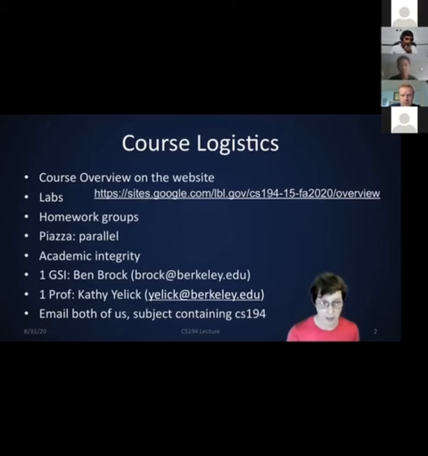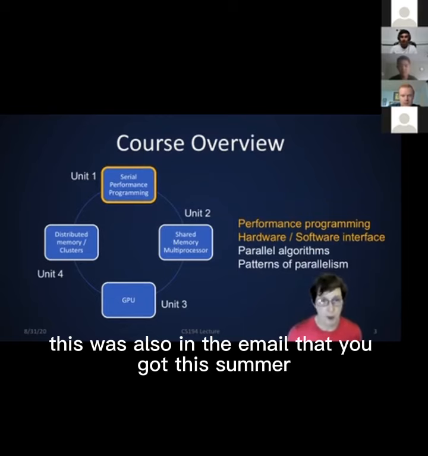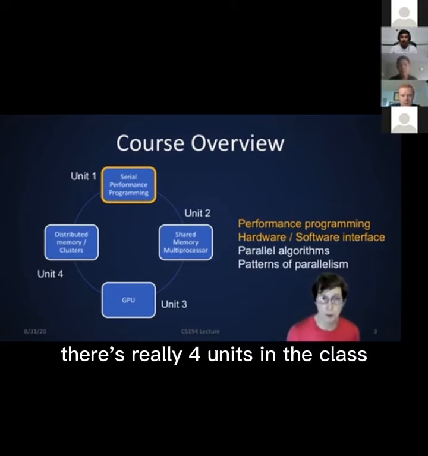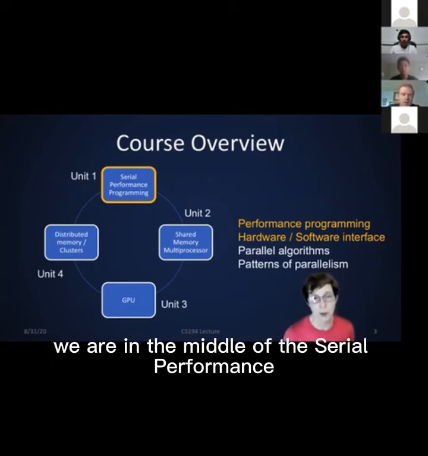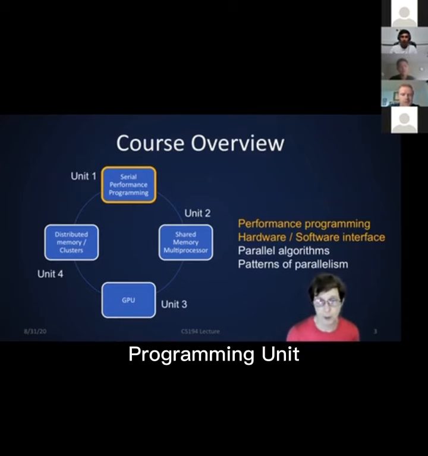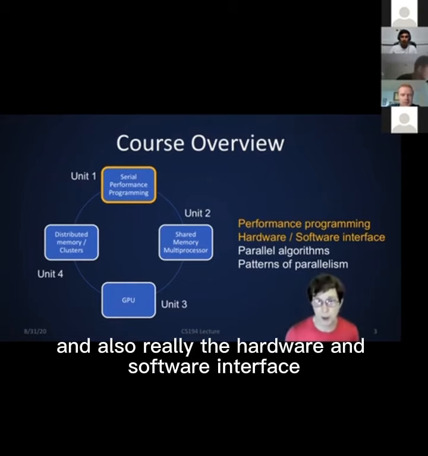Okay, great. All right, so this was also in the email that you got this summer, but just to be clear, there's really 4 units in the class. There's a quiz per unit, and there's a topic per unit. We are in the middle of the serial performance programming unit, and we're going to be looking at performance programming and also really the hardware and software interface today.